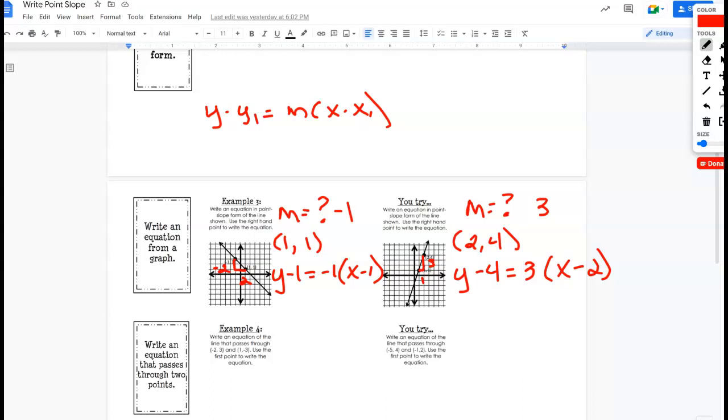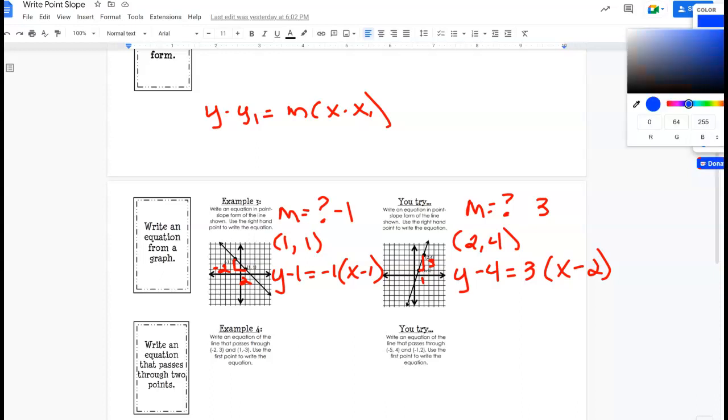All right, the other way that you might have to do these sometimes is sometimes they just give you 2 points, but you already know that if you have 2 points, you can calculate the slope. So remember I told you that that slope formula is m equals y2 minus y1 over x2 minus x1. So if you're given 2 points, the first thing you should always do is calculate slope, and then you can use either point to write the equation. In this set of notes, it actually tells you to use the first point. In Delta Math, it should take either one of the points, which is what you're doing today.